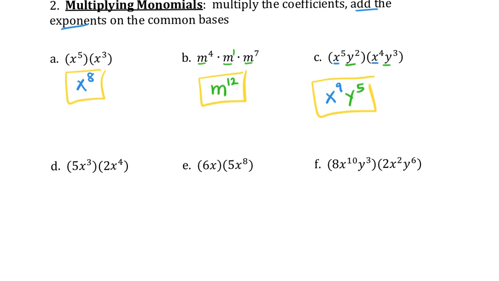Now I have 5x to the third, 2x to the fourth. The 5 and the 2 are called coefficients. Coefficients are normal numbers. I'm going to multiply the coefficients. So 5 times 2 is 10. Then I have x to the third, x to the fourth, x to the 3 plus 4, 10x to the 7th. Nicer answer. I multiplied what I could multiply. I combined things with the same base.